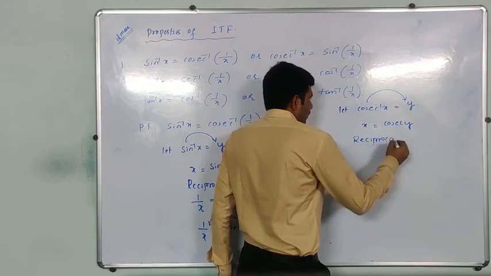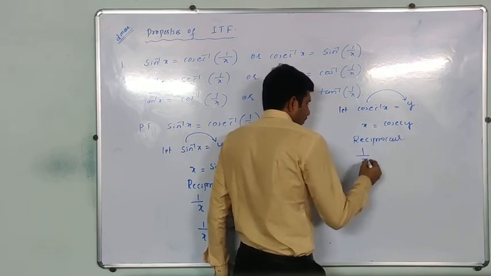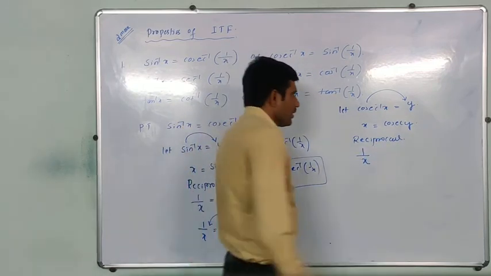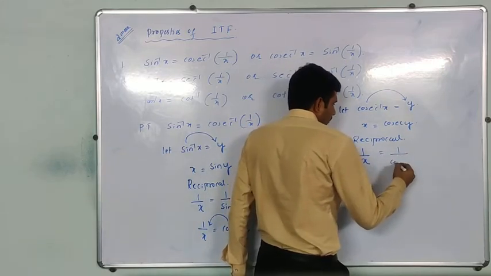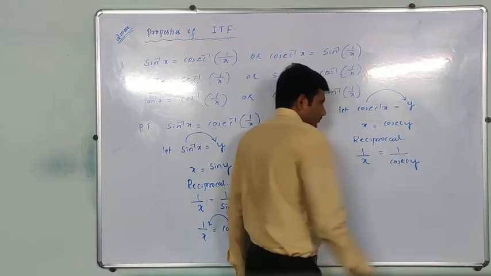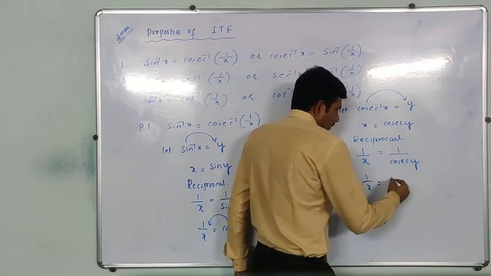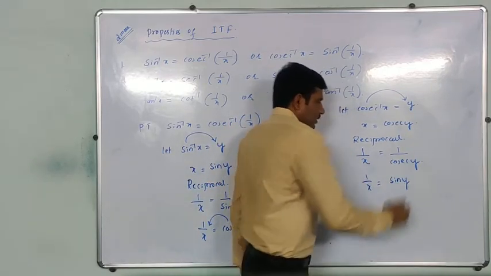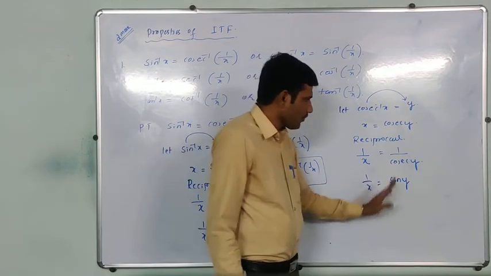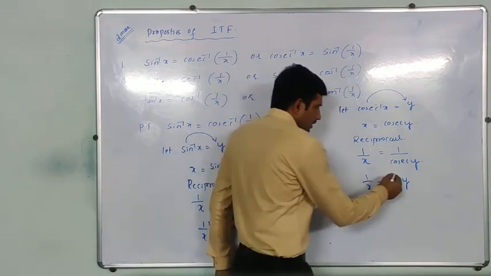Make it reciprocal. When you make it reciprocal, reciprocal of x is 1 by x. Reciprocal of cosec y is 1 by cosec y. So therefore 1 by x is equal to, what is 1 by cosec? 1 by cosec is sine y. What is the reciprocal of cosec? That is sine.